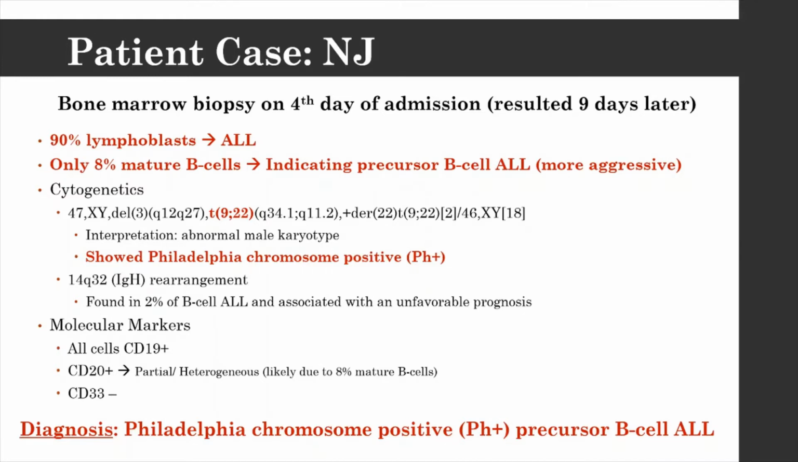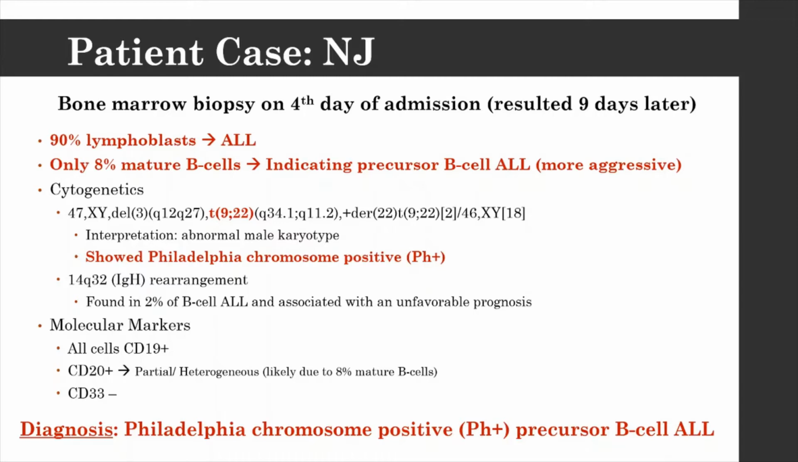It showed 90% lymphoblasts, and if you remember from the diagnosis slide, patients need greater than or equal to 20% lymphoblasts to be diagnosed with ALL. So he definitely has ALL. It also showed only 8% mature B cells, which indicates he has precursor B cell ALL, which is a more aggressive disease compared to mature B cell ALL.